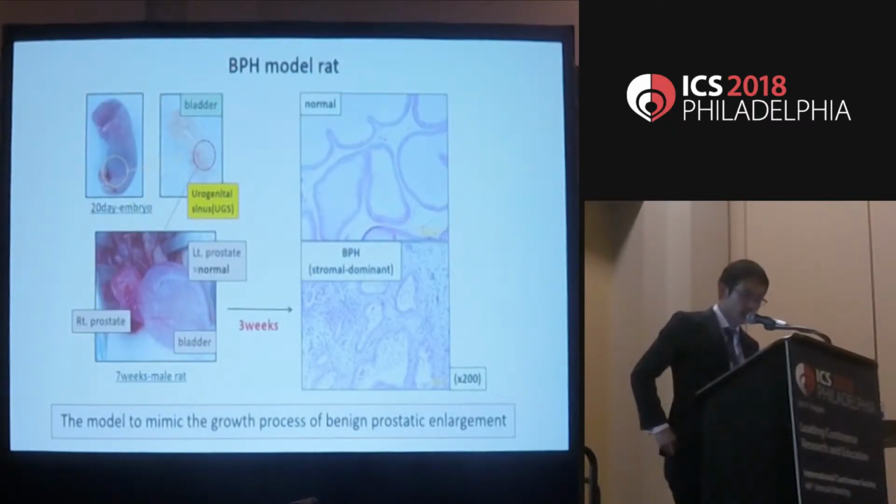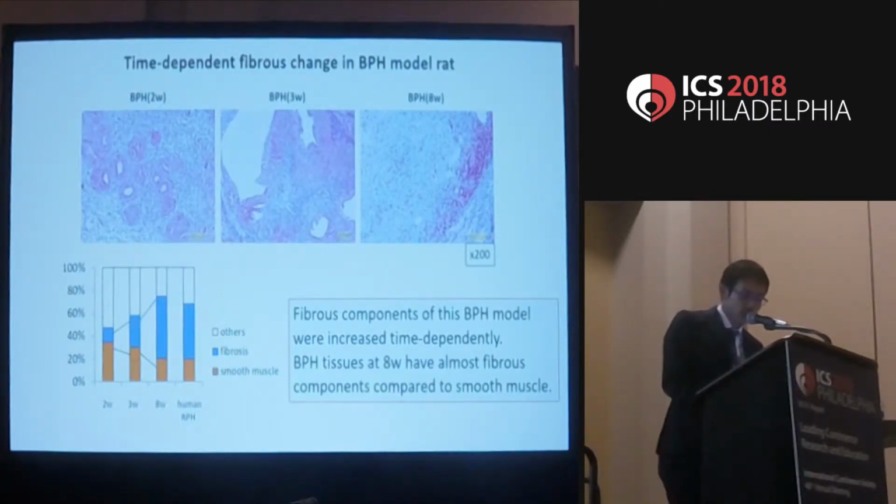In this study, we used this BPH model rat. First, we confirmed the time-dependent changes of the fibrous component using the BPH model rat at 2 weeks, 3 weeks, and 8 weeks after UGS implantation. The fibrous component of this BPH model increased time-dependently. BPH tissues at 8 weeks have almost all fibrous component compared to smooth muscle.